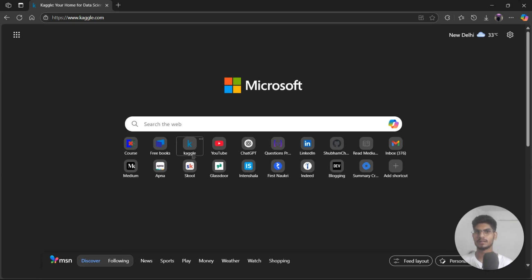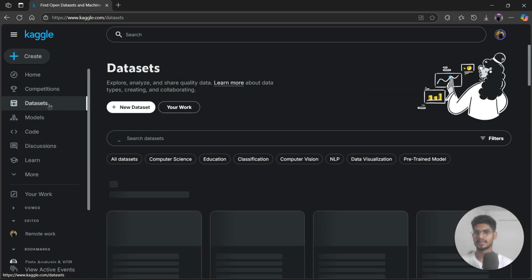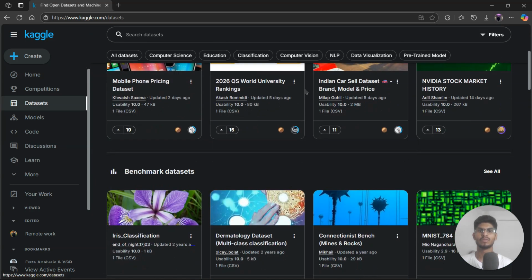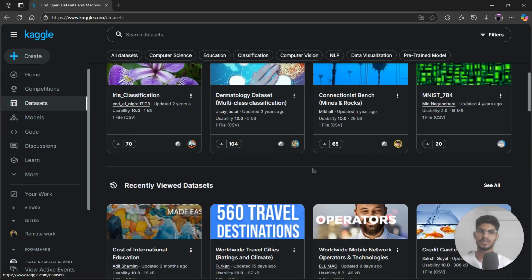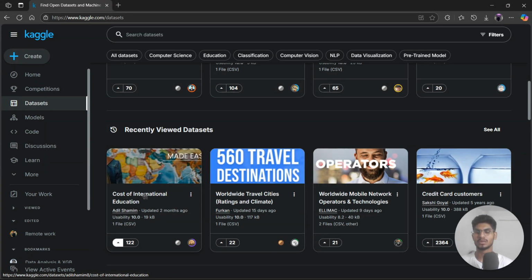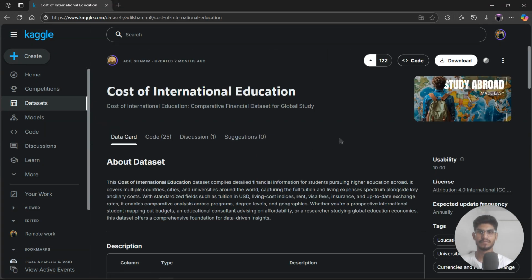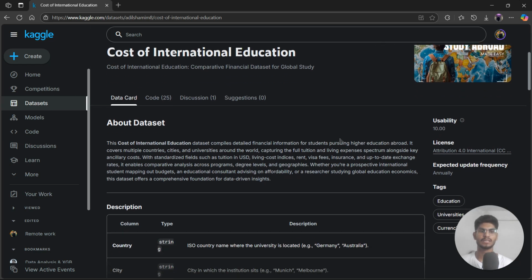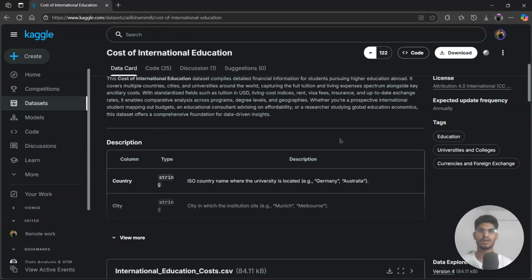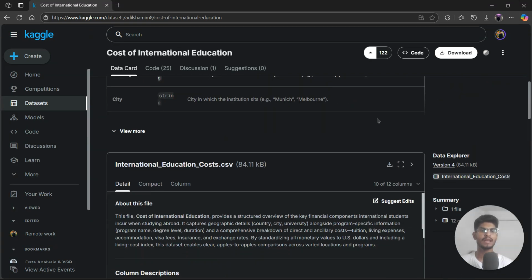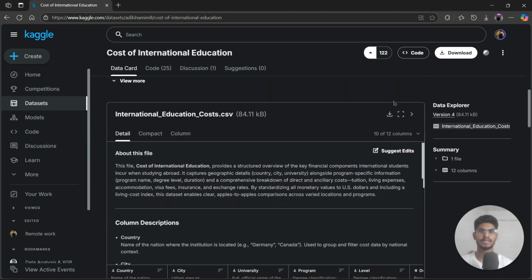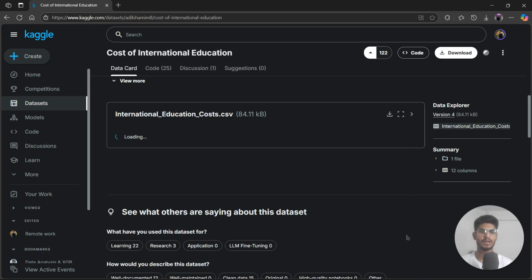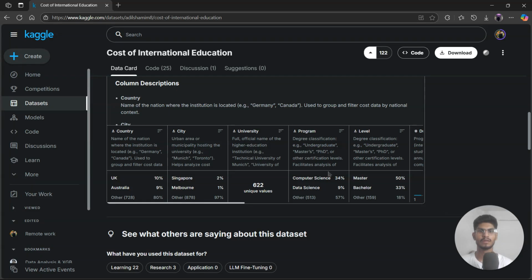It is here. We will go to datasets. There are multiple datasets which you can download as per your requirement or as per your project. We will take this one, the cost of international education. The CSV stands for comma separated value, which means each value is separated by a comma. We will see the number of rows and columns in our dataset. First we will access all the rows from here. We have a total of 12 columns.